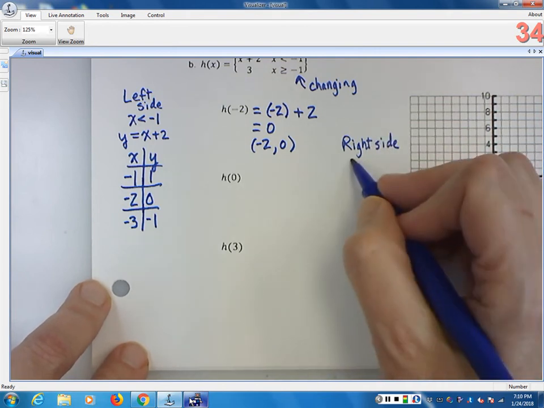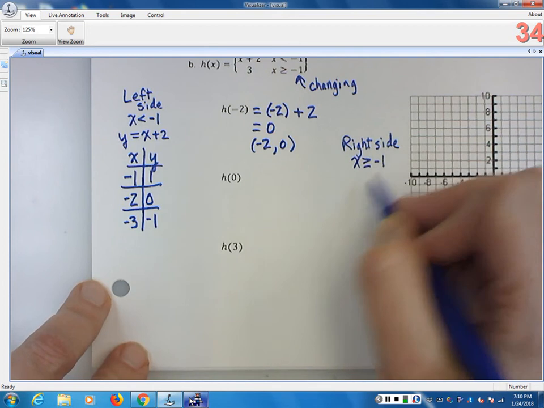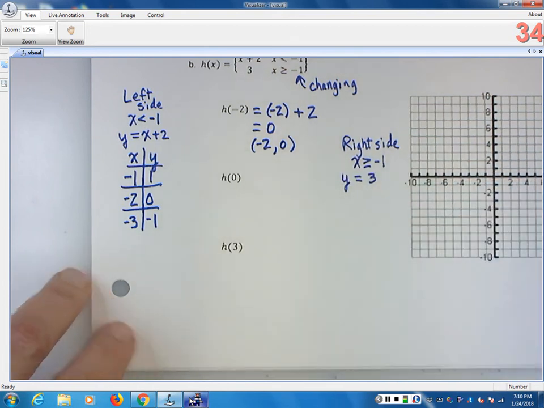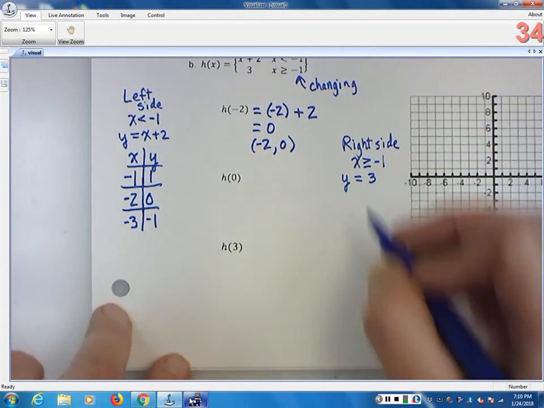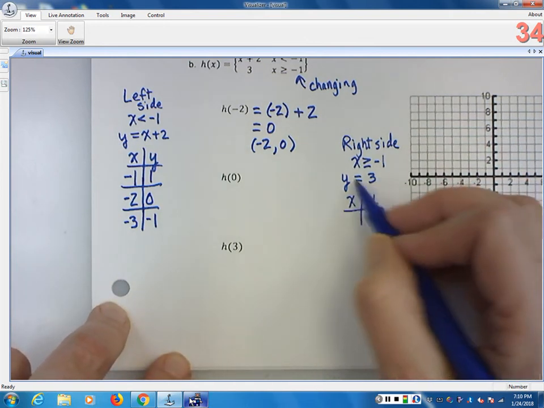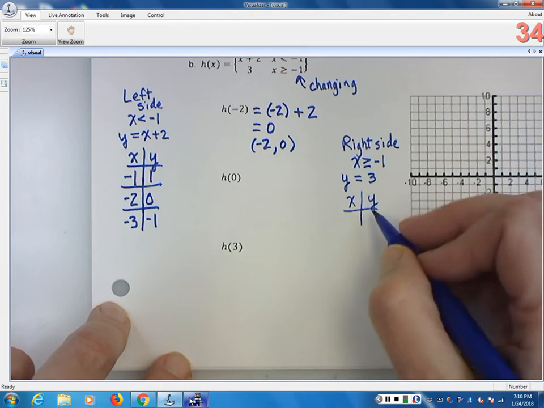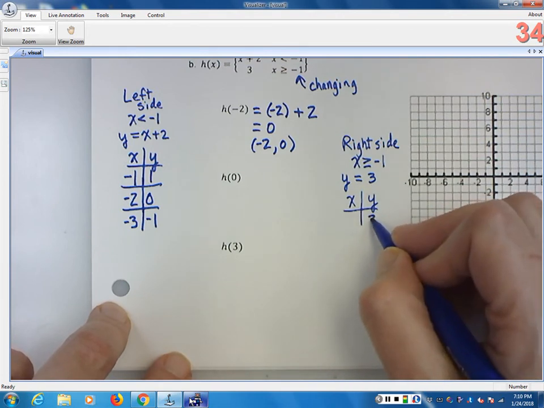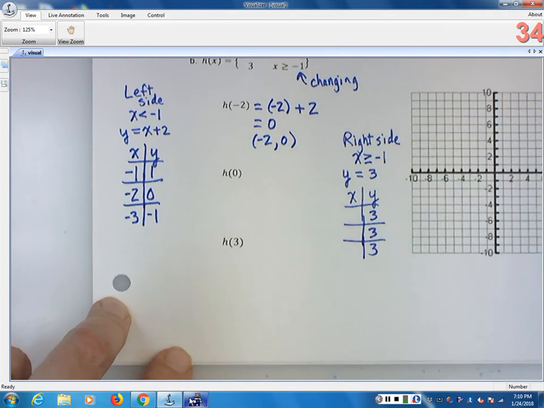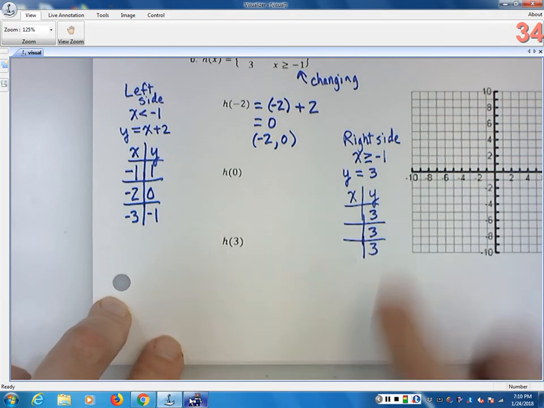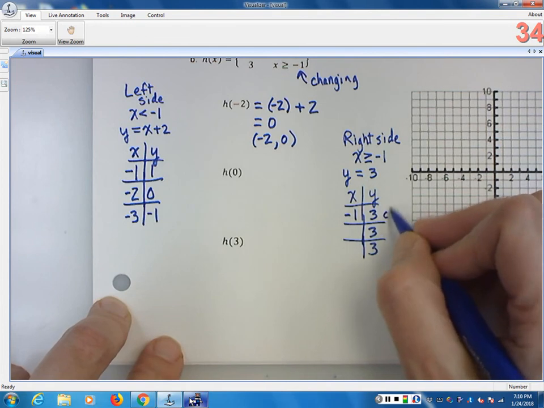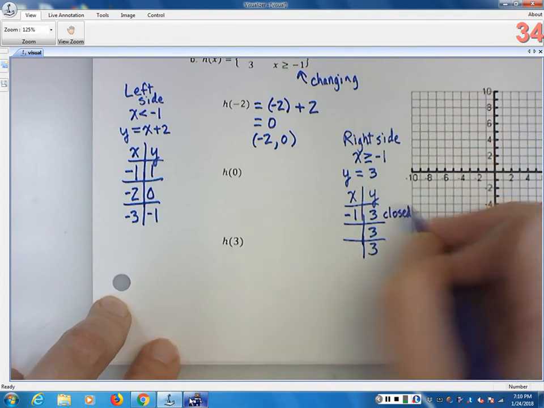So when x is greater than or equal to -1, we have to use the definition y equals 3. That is a horizontal line. If you do an xy table there, since there are no x's in the function, you've got a 3 no matter what x is. Y is always 3. But it's only defined for greater than or equal to -1. So -1, that's your closed circle. This was your open.